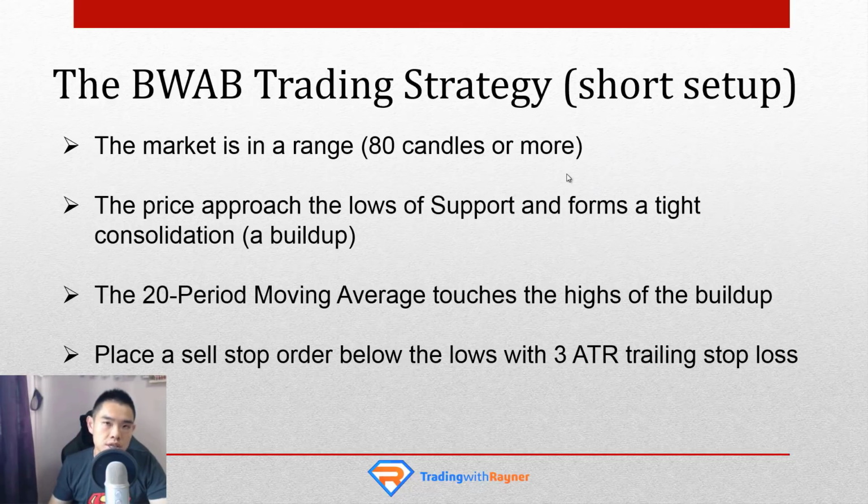But first, the short setup is just the opposite. The market is again in a range, 80 candles or more. You want the price to approach the lows of support and form a tight consolidation. Then the 20 period moving average touches the highs of the build up. And when that happens, you place a sell stop order below the lows with a 3 ATR trailing stop loss.